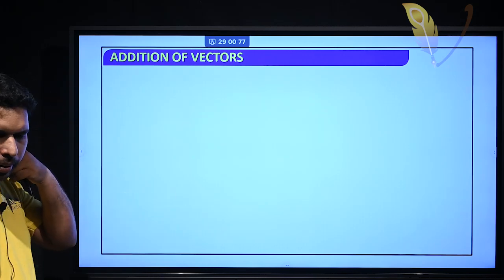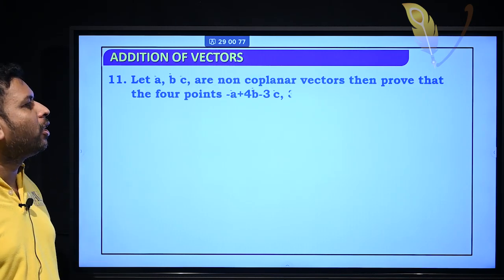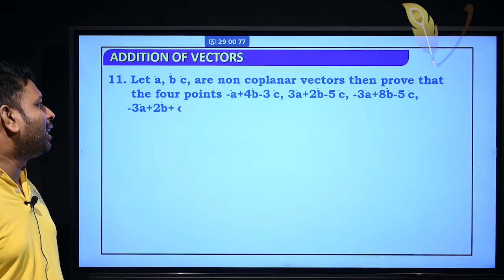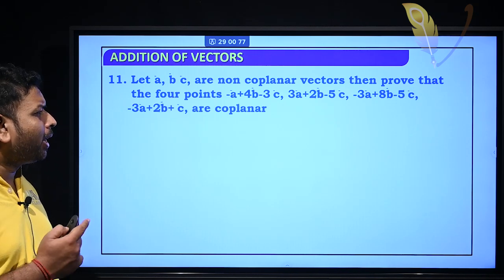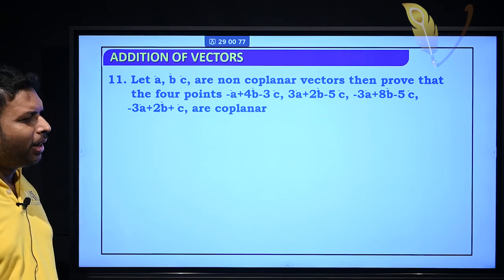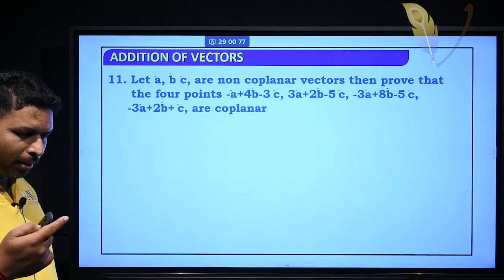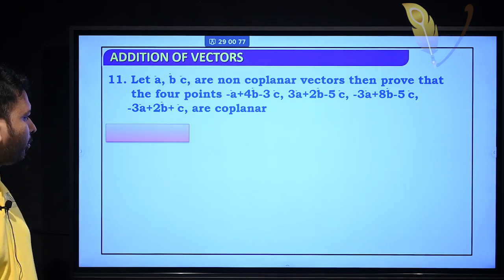Okay. Now question number 11. Let a, b, c be non-coplanar vectors. Then prove that the 4 points minus a plus 4b minus 3c, 3a plus 2b minus 5c, minus 3a plus 8b minus 5c, minus 3a plus 2b plus c are coplanar.